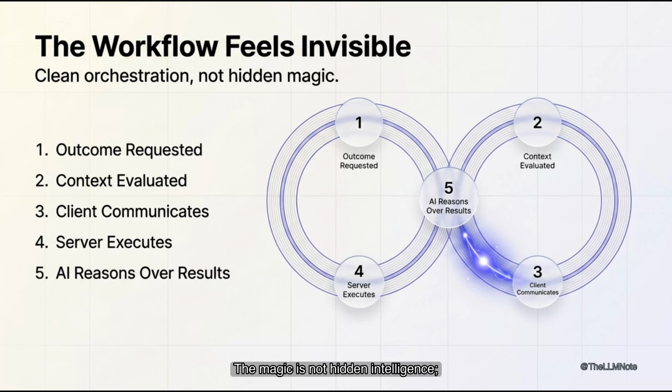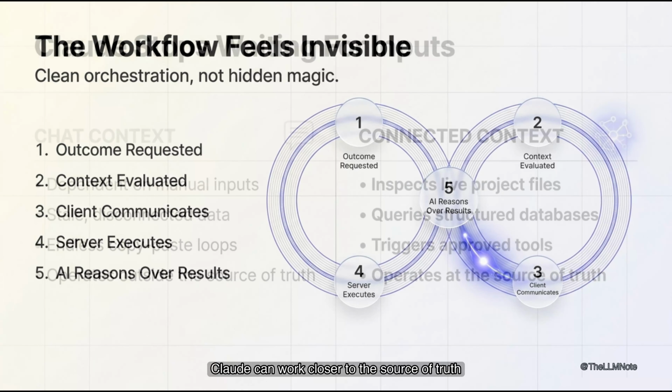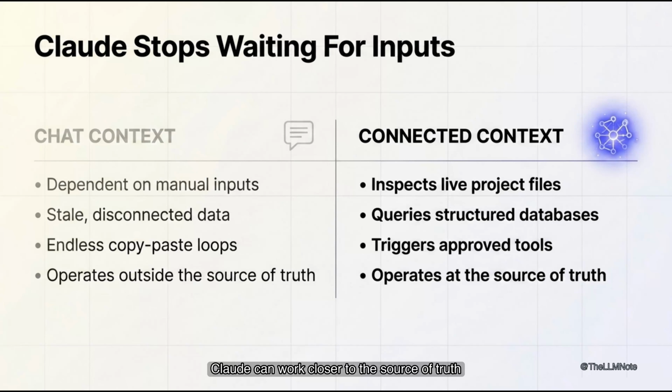The magic is not hidden intelligence. It is clean orchestration. With MCP, Claude can work closer to the source of truth. It can inspect project files, query structured data, reference business systems, and trigger approved tools without requiring endless copy-paste. For beginners, the shift is simple. Claude is no longer only answering from chat context. It is operating through connected context.